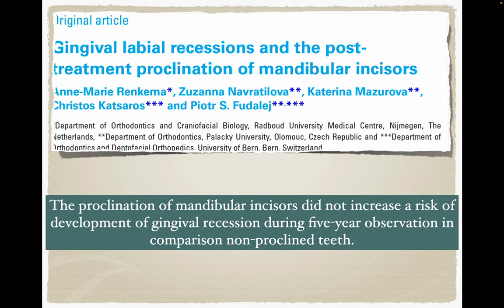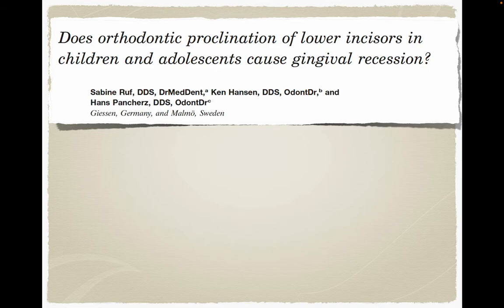Another study, done in Sweden, is a 5-year study, in Switzerland and Bern. They looked at the proclination of the lower incisors, and they said the proclination of the mandibular incisors did not increase the risk of development of gingival recession during 5 years of observation in comparison to non-proclination of the teeth. So they looked at the patients with proclination and no proclination, and they found there is no difference in the gum recession between the two groups.